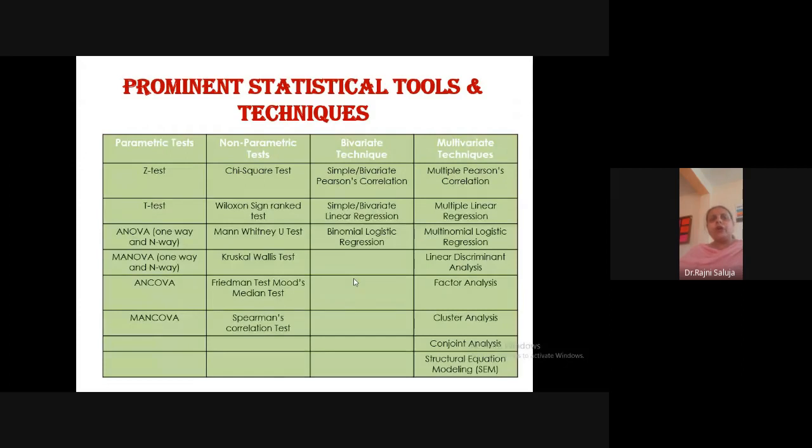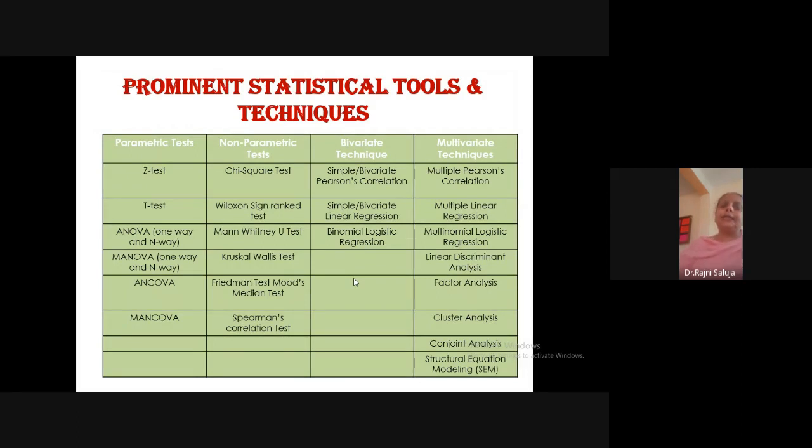Now, if we talk about the parametric tests, I may not be able to discuss things in detail because that is not the actual part of this. The parametric tests are things like the Z-test. These are the common names which we mostly hear. Those who have read research methodology, those who are into research, know about these tests. That is Z-test, T-test, ANOVA, one-way and can be N-way, MANOVA, one-way and N-way, ANCOVA, MANCOVA. These are the parametric tests. The non-parametric tests can be chi-square test, Wilcoxon signed-rank test, Mann-Whitney, Kruskal-Wallis, Friedman test, Mood's median test, Spearman correlation test.